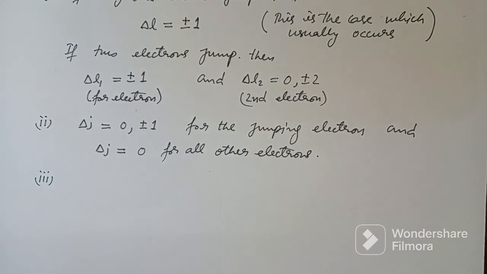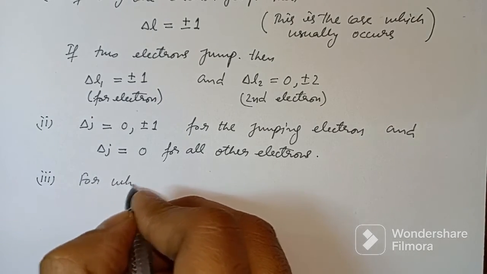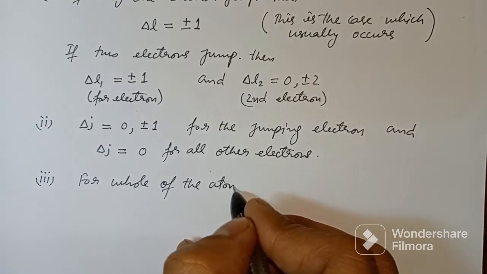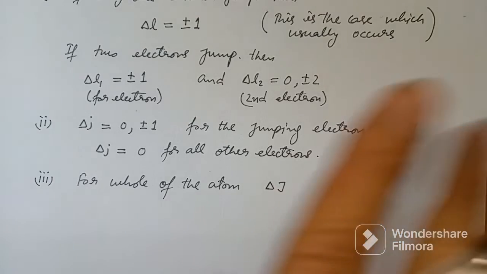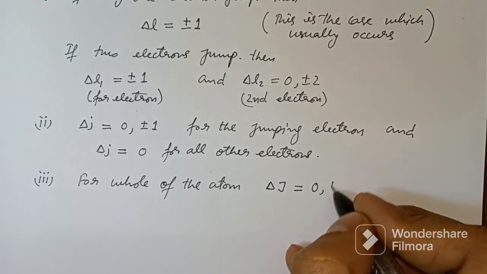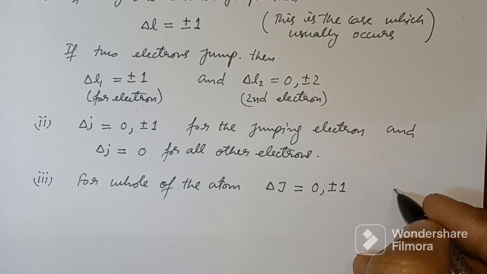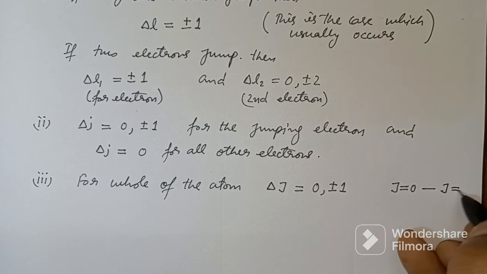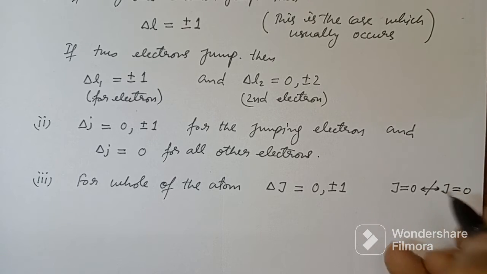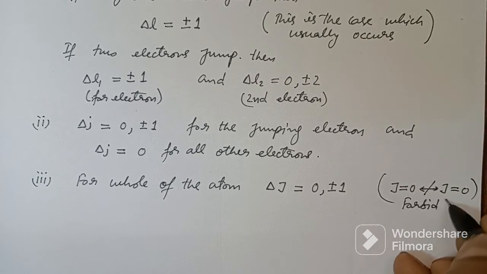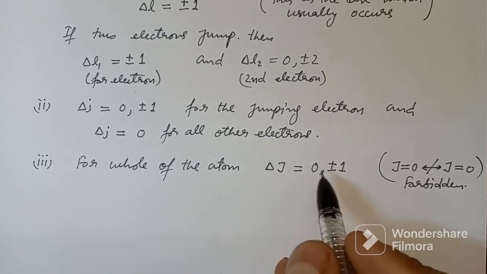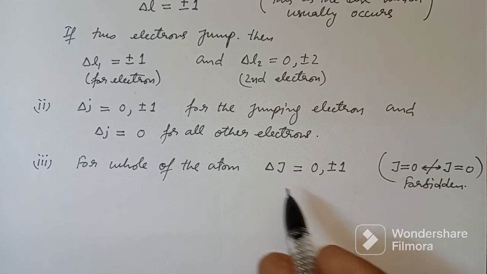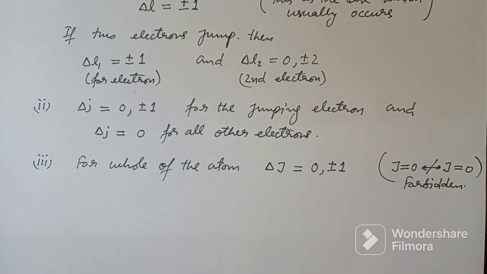And the third rule is for the whole of the atom. For the whole of the atom, delta capital J. Look, this is small j and this is capital J, and there is a difference. This capital J is equal to plus minus 1, but the J equal to 0 to J equal to 0 transition is not possible. This is forbidden. Those transitions which do not follow the selection rule are forbidden. They cannot occur. So for the whole of the atom, capital delta J should be equal to 0 or plus minus 1, and the 0 to 0 transition should not be there. So these are the selection rules for the JJ coupling.